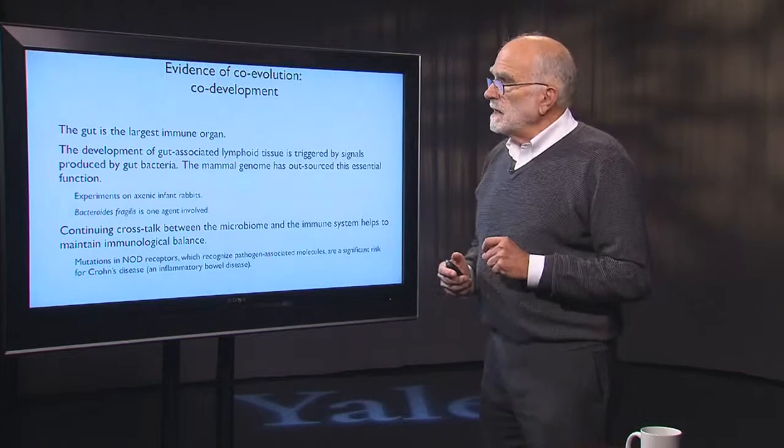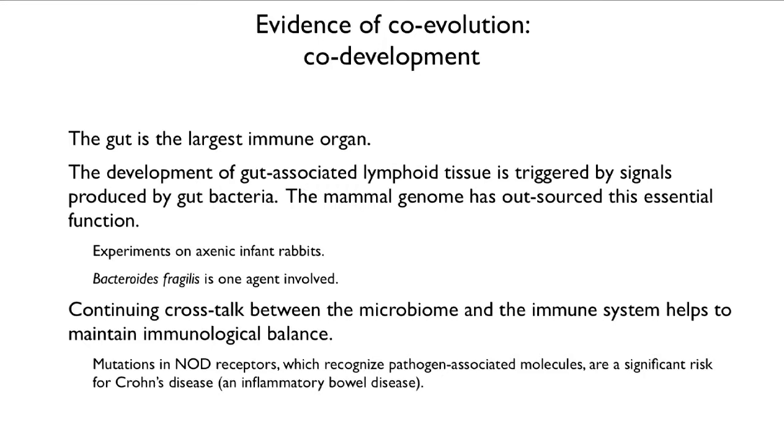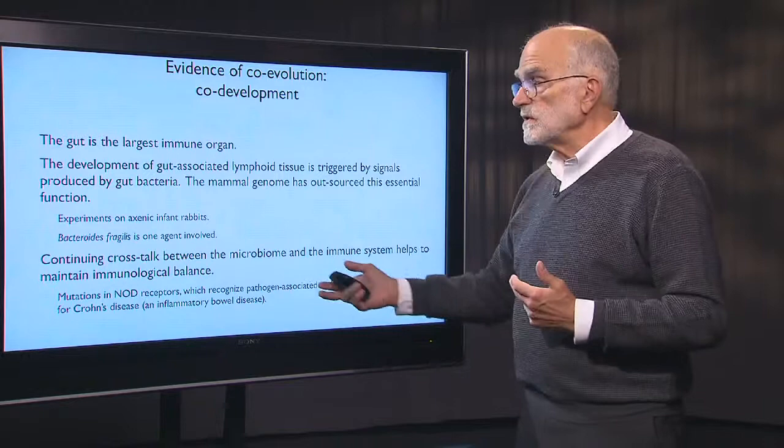The interaction doesn't stop there. There is continuing crosstalk between the microbiome and the immune system, and that helps to maintain our immunological balance. Patients that have mutations in their NOD receptors, which are part of the receptors that activate the innate immune system, and which recognize what are called PAMPs, pathogen-associated molecular patterns, help to mediate Crohn's disease. And if the receptors for this kind of signal coming in from the gut are not there, then an important type of immune deficiency disease results, an inflammatory bowel disease.